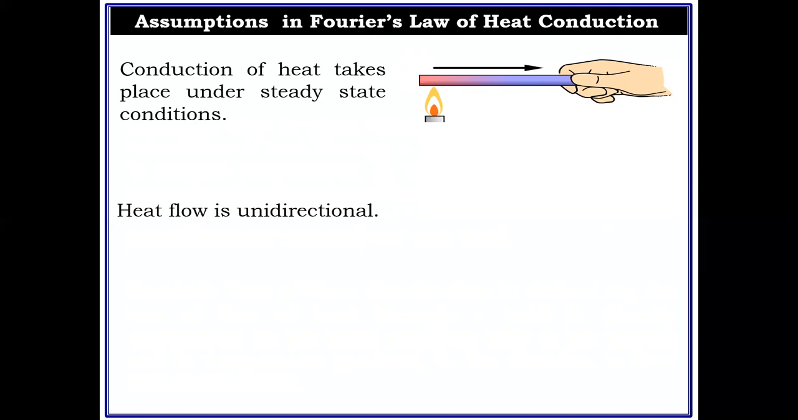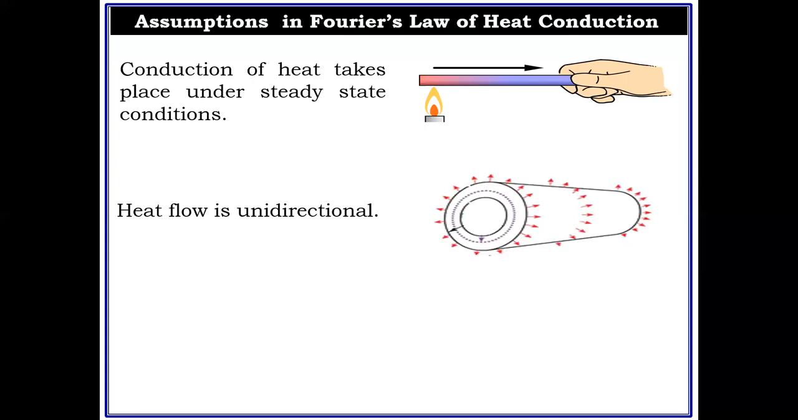Second assumption, we consider heat flow in one direction only. In the derivation animation, we saw heat is flowing only along the thickness of the slab, not in a radial direction, not in a vertical or lateral direction. It is along only the length or thickness of the slab. So we only consider unidirectional flow, not a radial direction.